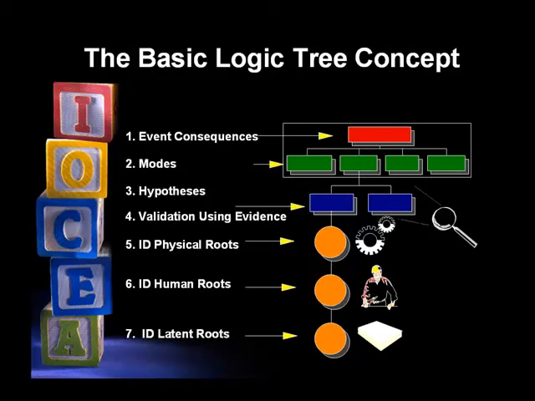In the drill down process, we will identify physical, human, and then latent root causes in that series. Physical root causes are the consequences of poor decision making, which are the human roots. Latent root causes are the basis of a bad decision. They are the reasons that people thought it was the right thing to do.